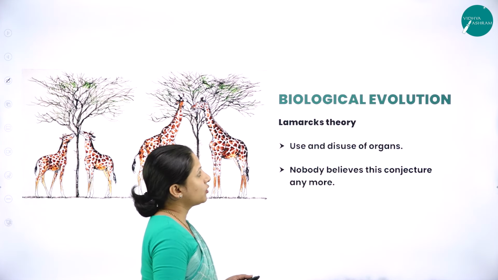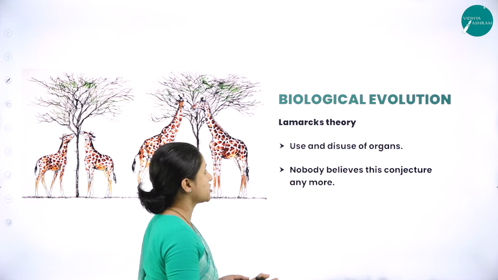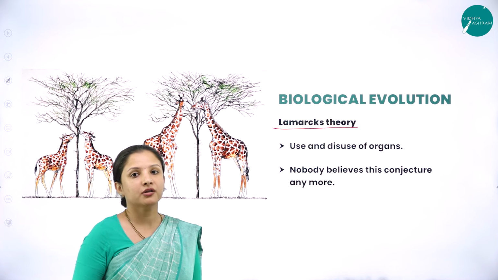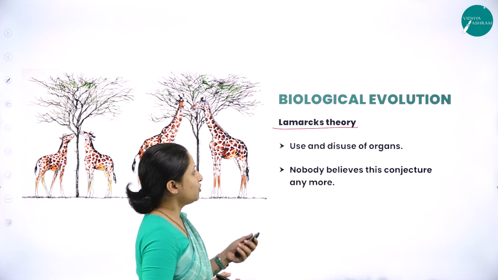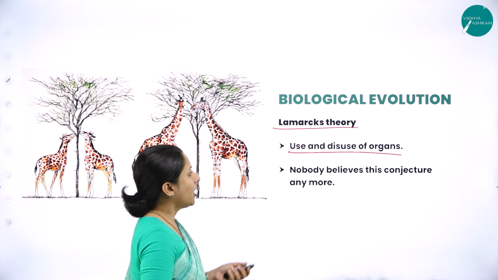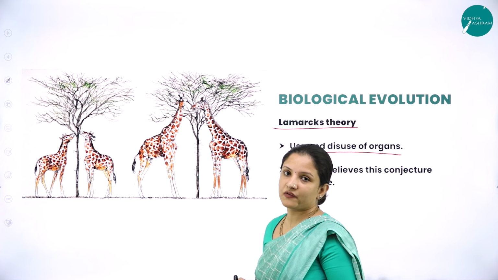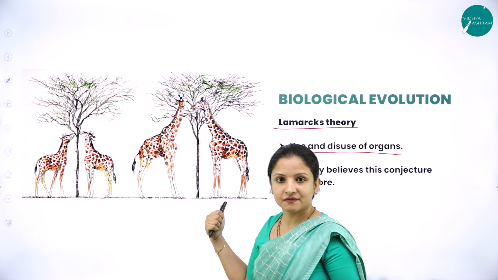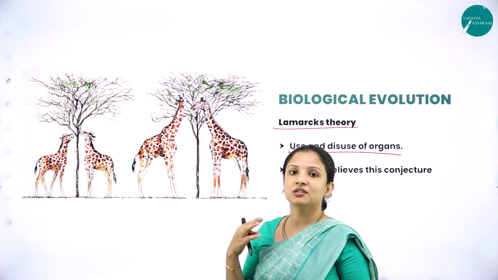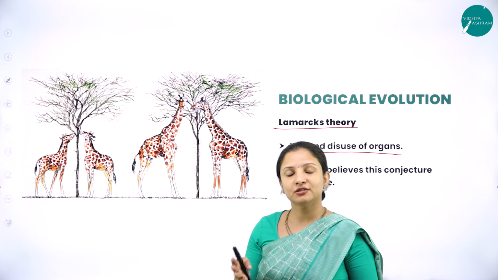So next, talking about one of the theories of biological evolution apart from Darwin's theory of biological evolution, which is called Lamarck's theory. Lamarck's theory is nothing but the use and disuse theory. So use and disuse of organs is the concept of this particular theory, and this theory doesn't hold much importance like the Darwinian theory because nobody believes in this particular theory.